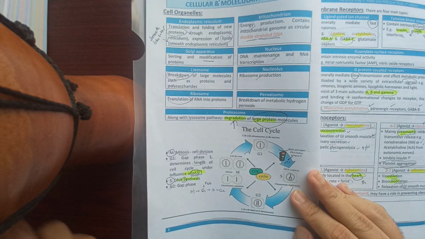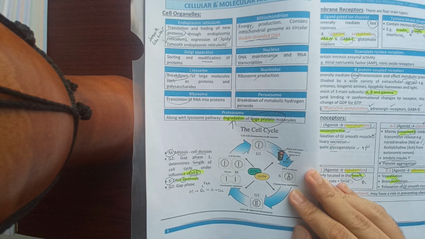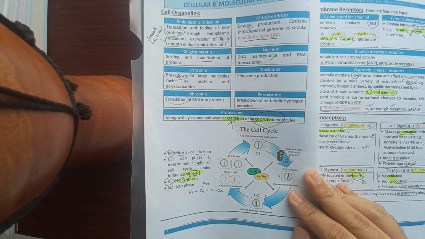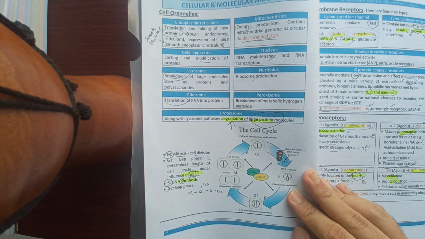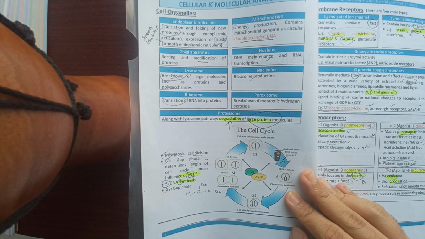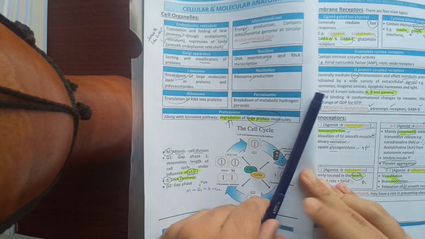Mitochondria is the powerhouse of the cell. Energy production. It contains the mitochondrial genome as circular double-stranded DNA. Then Golgi apparatus, sorting and modification of proteins, very important as well. DNA maintenance and RNA transcription happens in the nucleus. Lysosome, breakdown of large molecules such as protein and polysaccharide, and nucleolus, ribosome production.